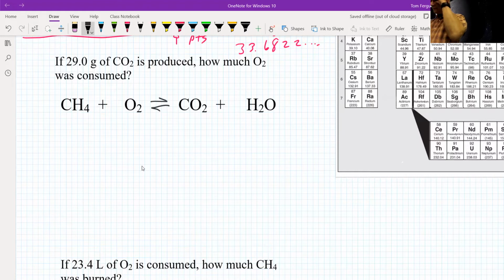We're still burning methane, which is the main gas for gas stoves. They use methane, natural gas. They also odorize it, because you cannot smell methane. So if you have a gas leak, you would not be able to tell. So they put an odorizer in there so you smell it. That's the main part of natural gas, is methane. Okay, so let's balance this like before.